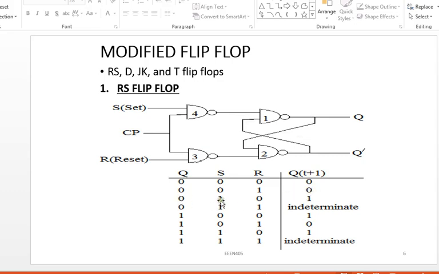The next condition is when I have S equal to 1 and R equal to 0. Now if S is equal to 1, my clock is equal to 1, 1 1 should give me 0 here.